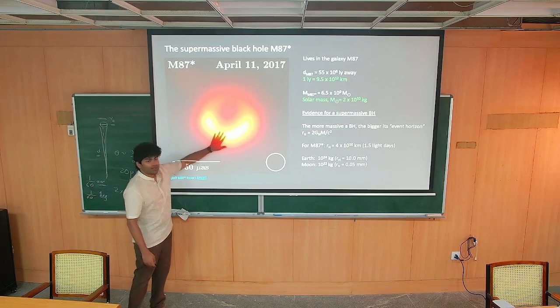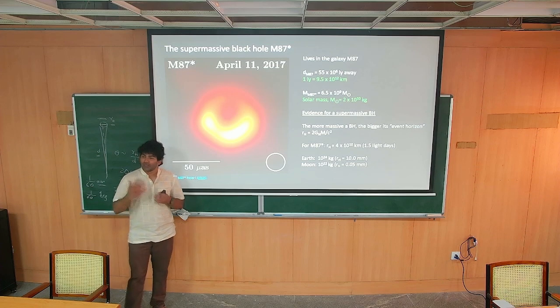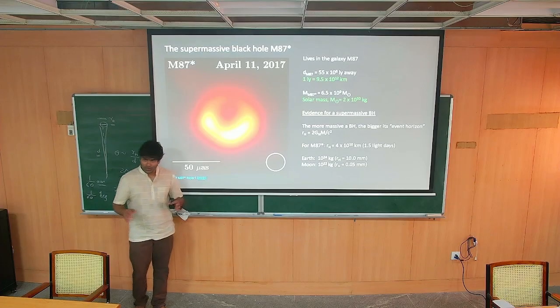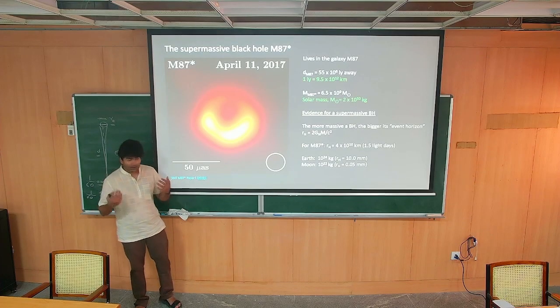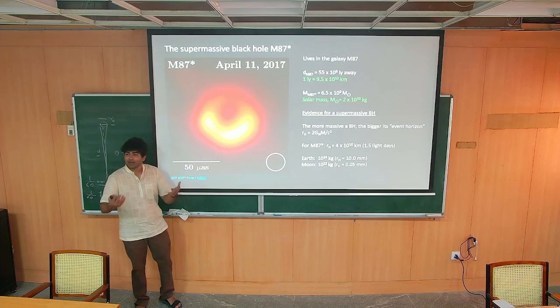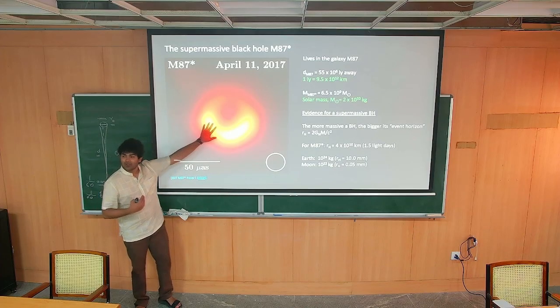Okay, so I said radio light. All this light that we see is in radio frequencies. In particular, it is at 230 gigahertz frequency. Remember that your FM radio, etc., operates in megahertz, so 10 to the 6 hertz. This is in gigahertz. It's still radio. Okay, this is the same kind of wave. So this is 230 gigahertz radio wave that is emitted by some matter around the black hole. So that matter is emitting radio light. The radio light is reaching us. We're imaging it and forming this picture.